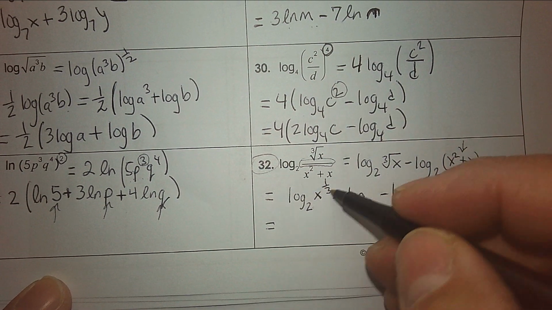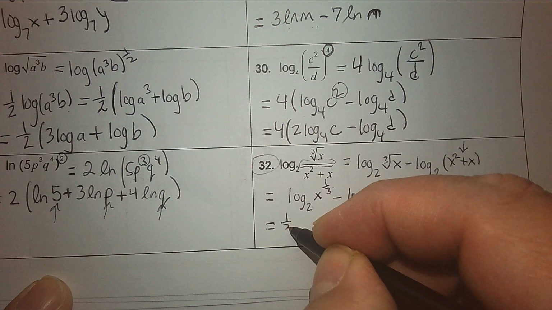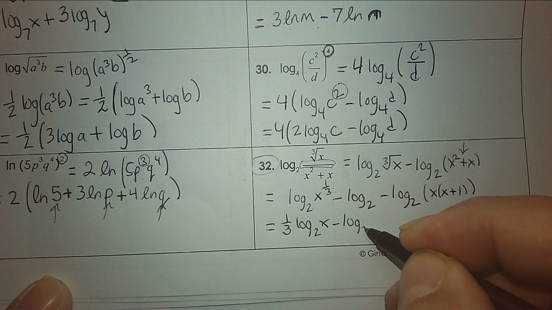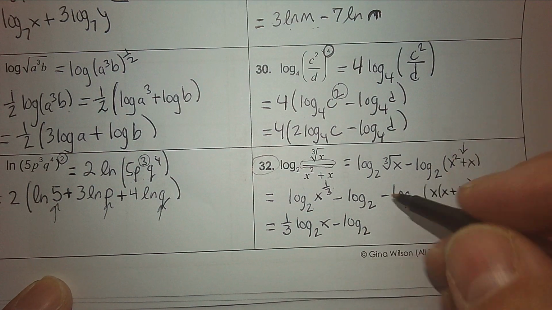The exponent 1/3, where does it belong now? In front of the logarithm. The next logarithm is perfect. There's nothing I can do. Oh, right? What did I forget here?